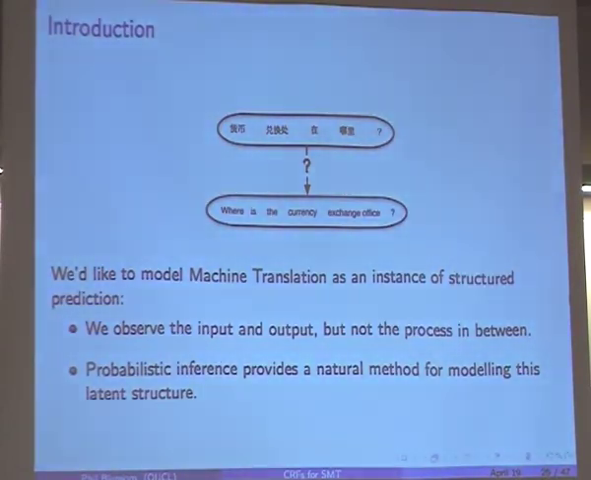So in this model, I'm going to introduce this idea of a latent variable. We're going to say that there are lots of different ways you can get from that input to the output sentence, and we're going to do some sort of probabilistic summing over all these possible ways.